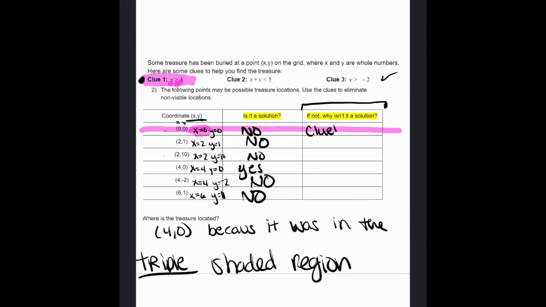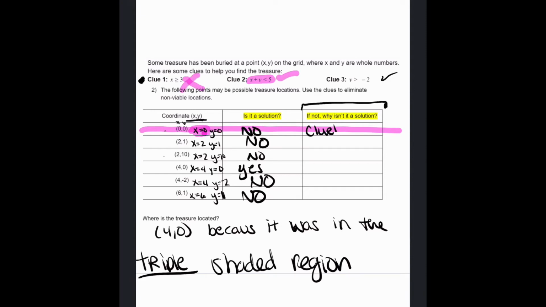Let's see if it satisfies clue 2. Clue 2 says x plus y will be less than 5. So x 0 plus y 0 is less than 5. That's actually true. 0 plus 0 is less than 5. So this first point satisfied clue 2, but not clue 1.